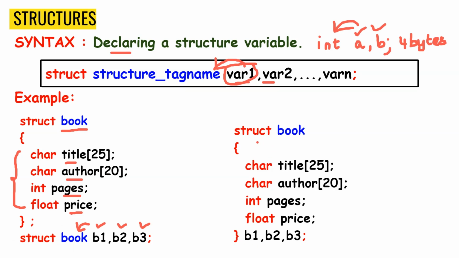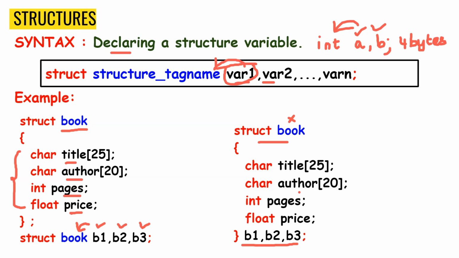The other way of declaring the structure variables is while defining the structure itself. Like this, struct book, you give the structure members, and immediately after the structure definition, you give the structure variables. So this is another way of declaring structure variables. This second type of declaration can be used when we have an anonymous structure type. For an anonymous structure type, it is not possible to declare its variable after its definition, so in this case we can use this type of structure definition.